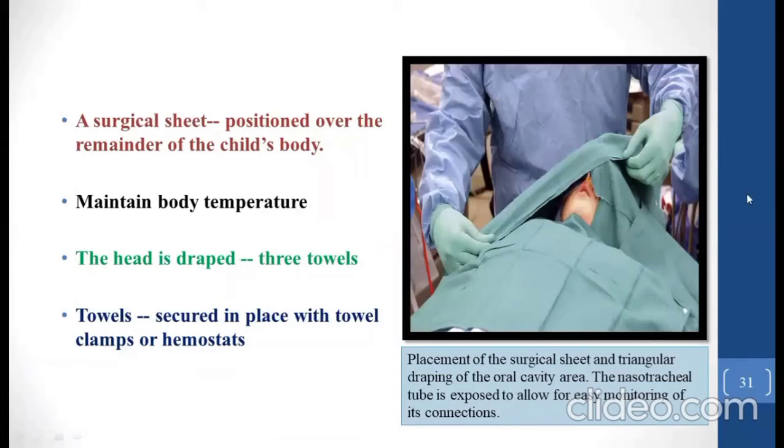Now, this picture shows the placement of the surgical sheet and the triangular draping of the oral cavity area. A surgical sheet is then positioned over the remainder of the child's body. This helps to maintain body temperature and provide a clean field during the procedure. Then the head is draped with three towels that are arranged to form a triangular access. The towels are secured in place with the towel clamps and the hemostat, and the mouth should be fully exposed.